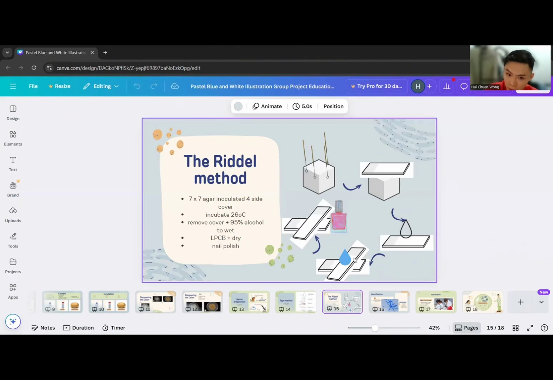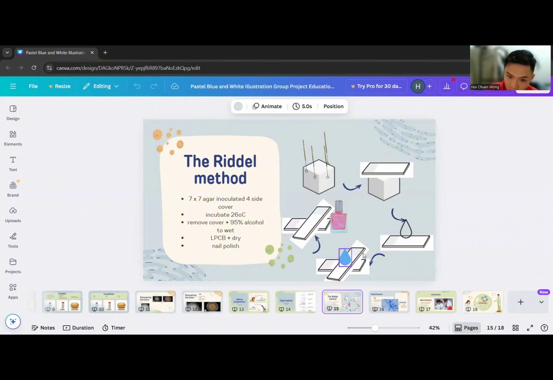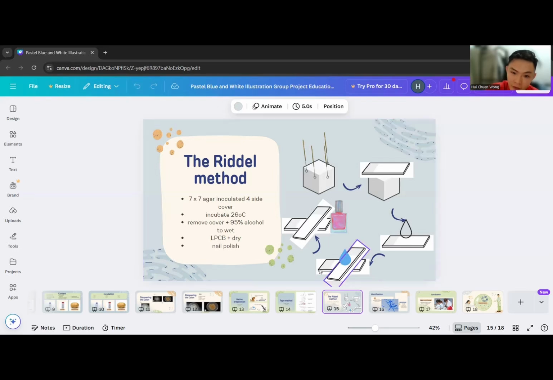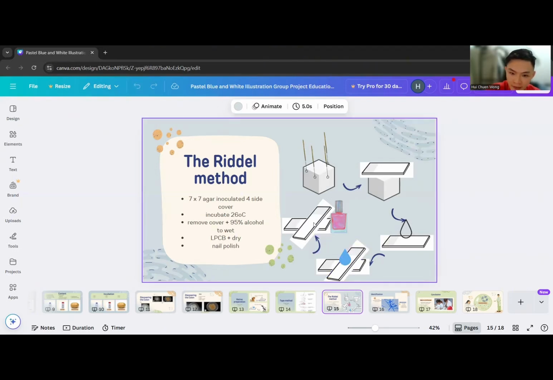Then you put lactophenol blue dye, lactophenol cotton blue. Then you cover it, and then you leave it overnight to dry. After that, you can just put nail polish to permanently seal it.